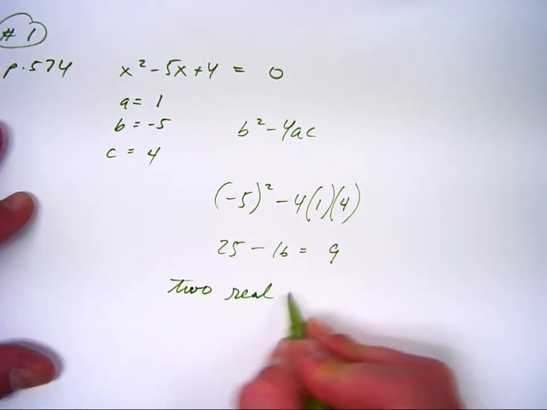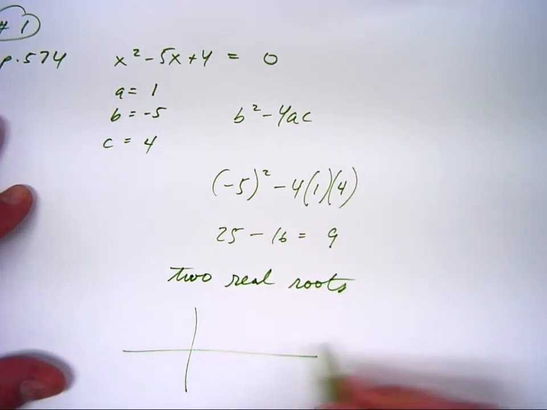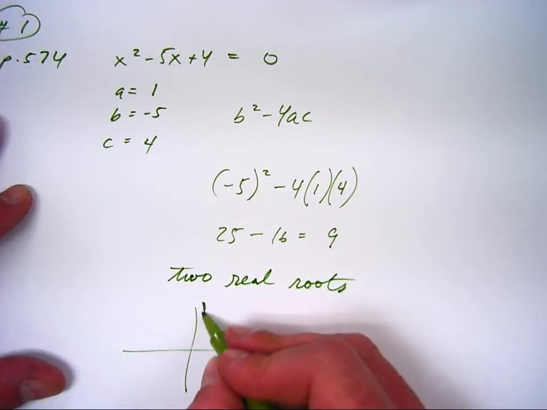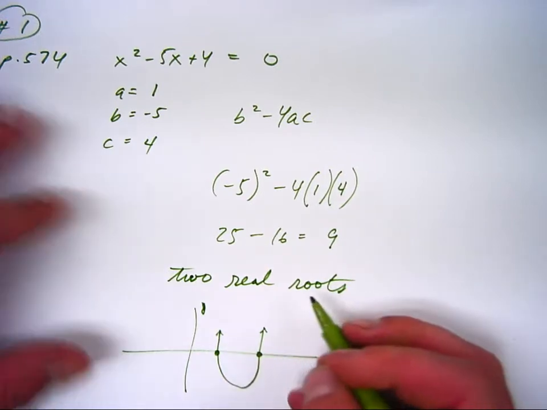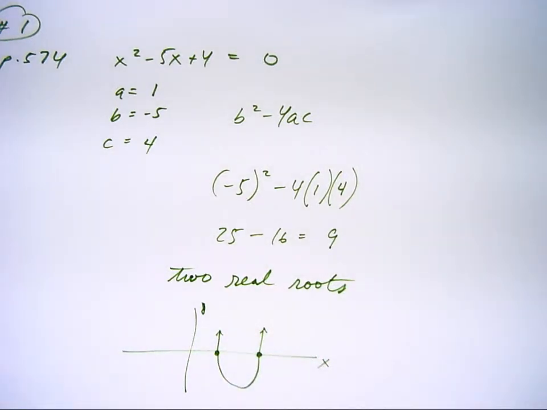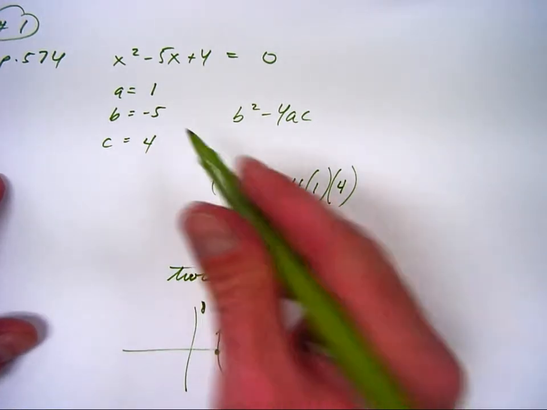So we're going to have two real roots for this quadratic equation, which means when we graph it, I don't know exactly how it's going to look, but I know it's going to have to cross x in two separate places. And we can solve it to figure out exactly where it crosses x, but I just totally made this up. I just know that it crosses in two places.